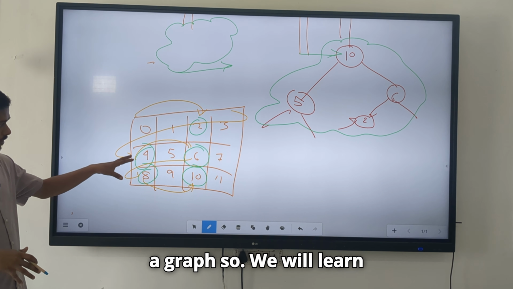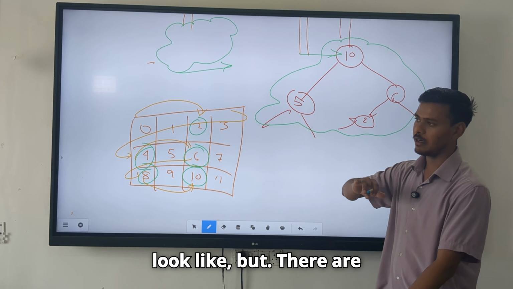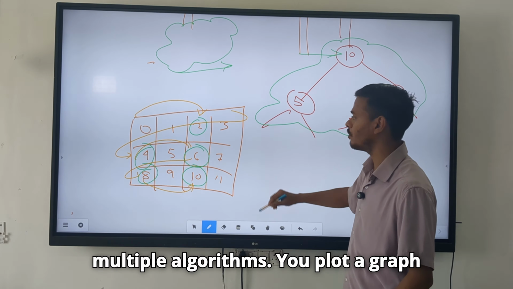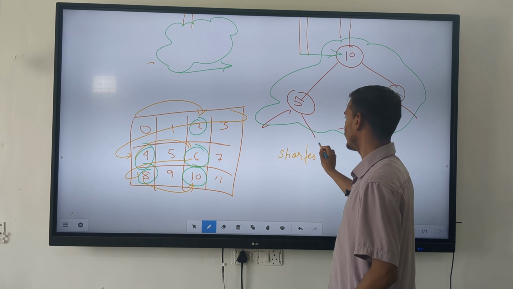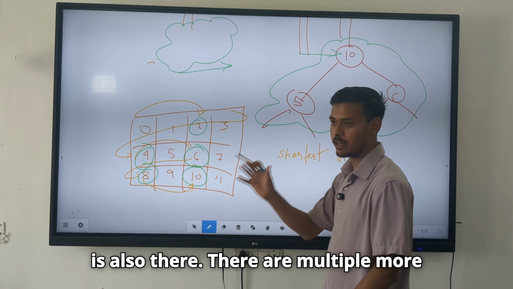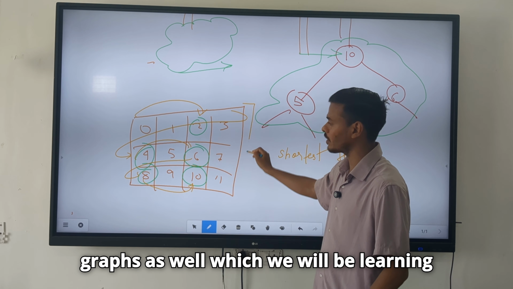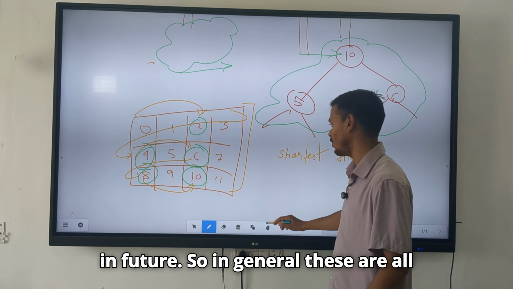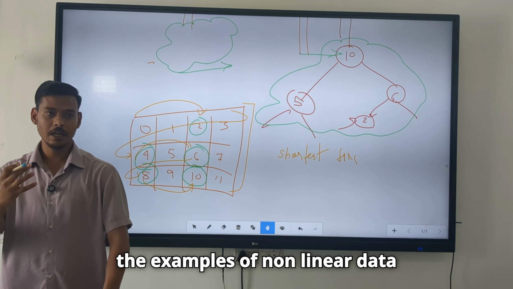So here we will learn multiple algorithms. This is how it will look, but there are multiple algorithms you use when you plot a graph, like the shortest first algorithm, and the Dijkstra algorithm is also there. There are multiple more algorithms which we use on graphs as well, which we will be learning in future. So in general, these are all examples of non-linear data structures.